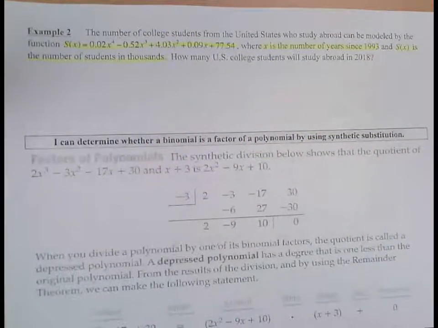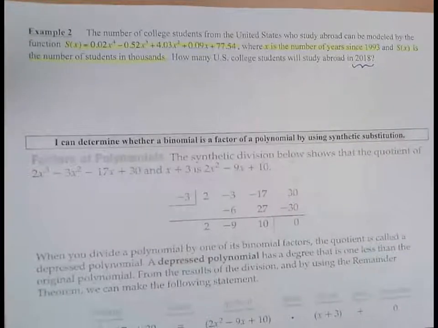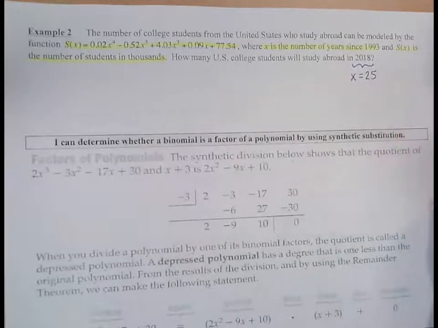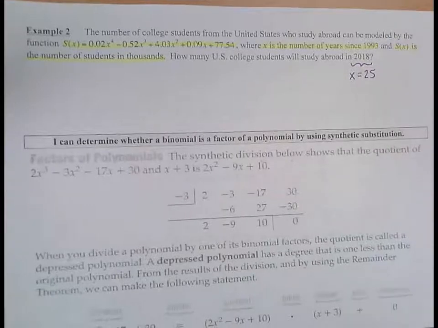And then it says how many U.S. college students will study abroad in 2018. So I'm going to have you work through this in your groups. However, if the year is 2018 and x represents the years, what x value would be used? 25. Okay, so number of years since 1993, 2018 minus 1993 would be 25.